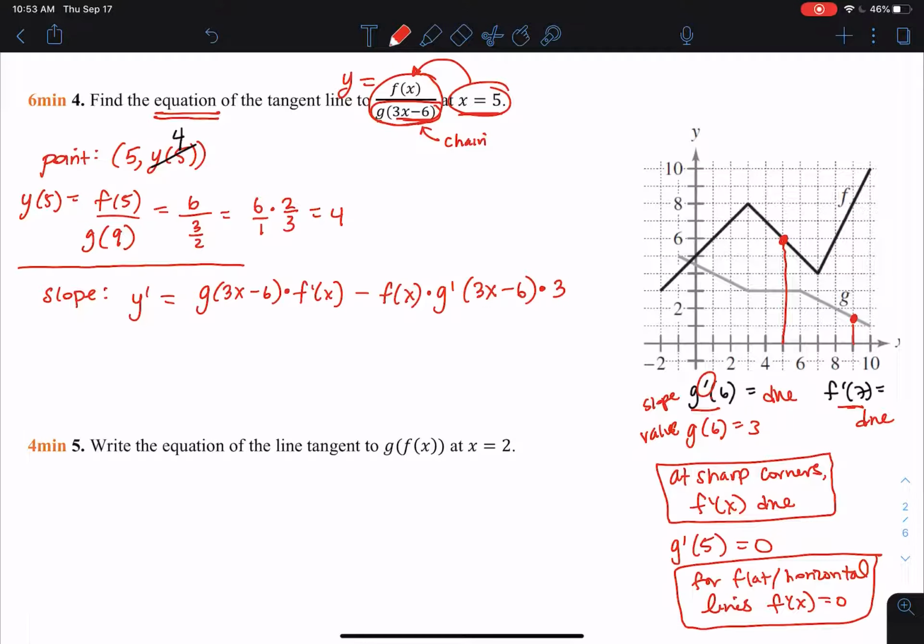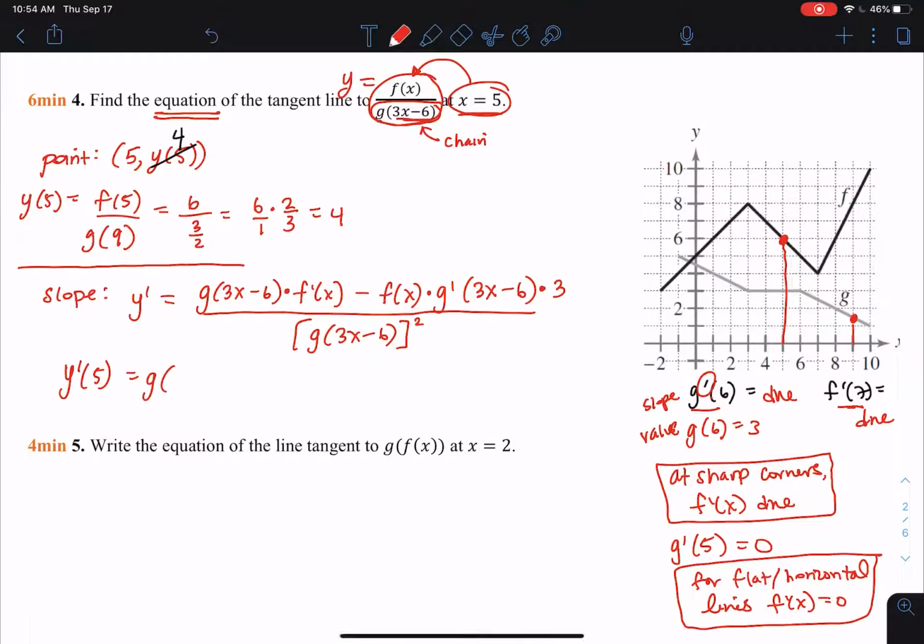Check your work. All over g of 3x minus 6, squared. So the entire bottom expression, exactly as it is, squared. Great. That's our slope at any x value, but we want the slope at x equals 5. So we're going to plug in 5 now.